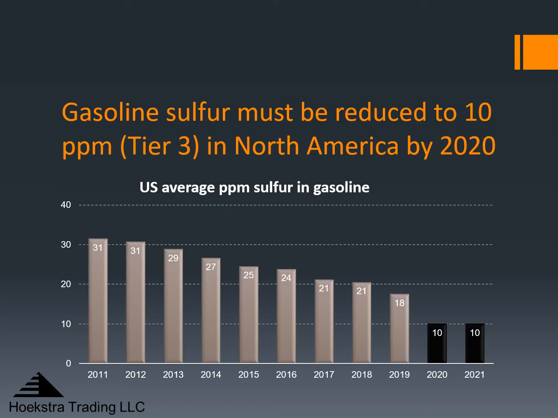The first point is gasoline sulfur must be reduced to 10 ppm in North America by 2020. Here we see starting from 31 ppm in 2011, the annual average sulfur in the U.S. gasoline pool crept down very slowly to 18 ppm in 2019, which is the last year for which we have data. In 2020, for the first time, all suppliers to the U.S.